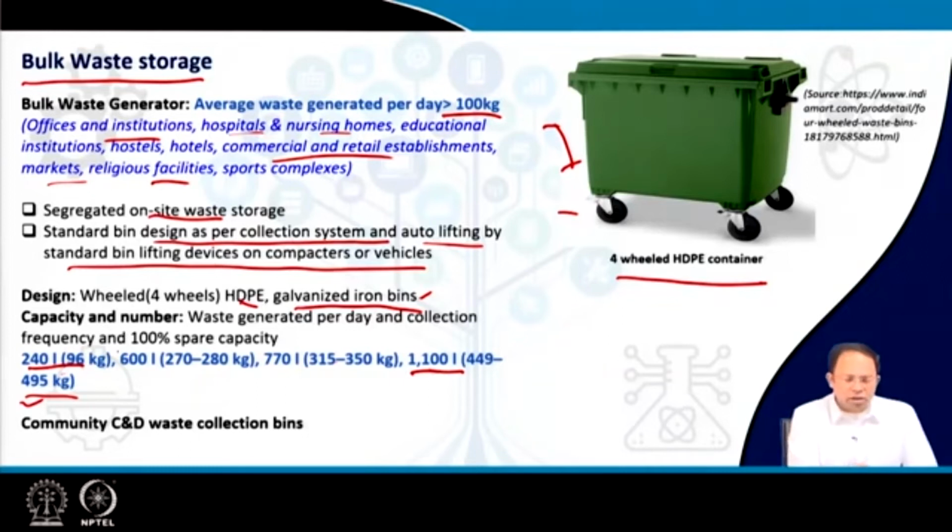And also in here we go for 100% spare capacity. So first of all, as per the collection frequency and the waste generated per day, we determine what should be the size of the container, and also we should have 100% spare capacity, similar to residential waste storage systems. Then along with this, community C&D waste, construction and demolition waste collection is also done in similar kinds of bins, and again separate bins could be kept for construction waste as well.